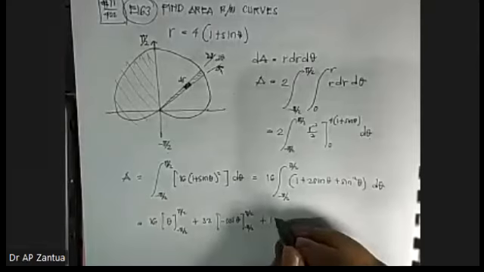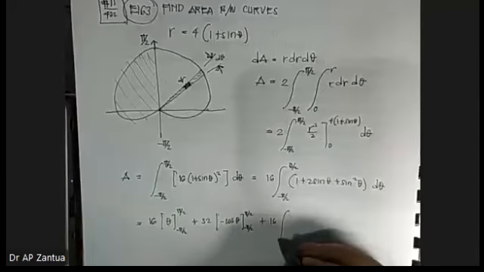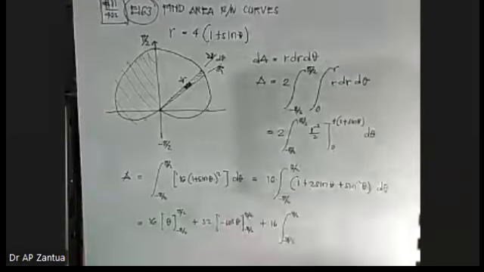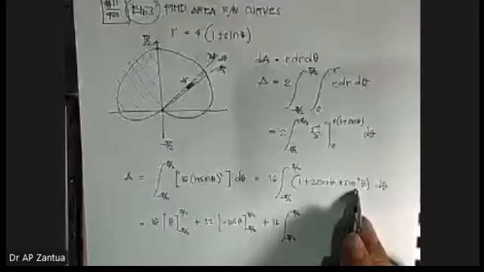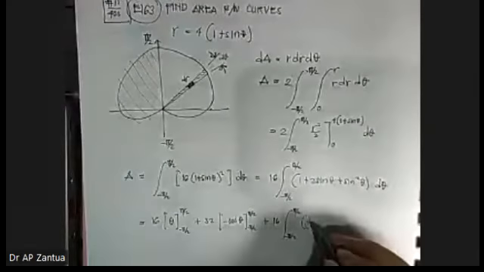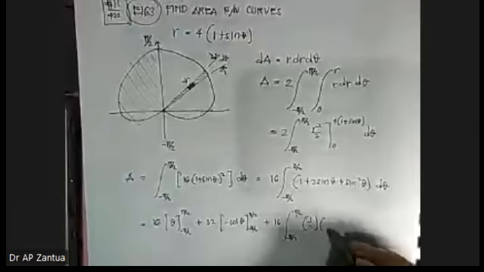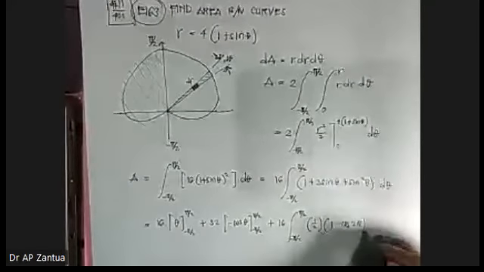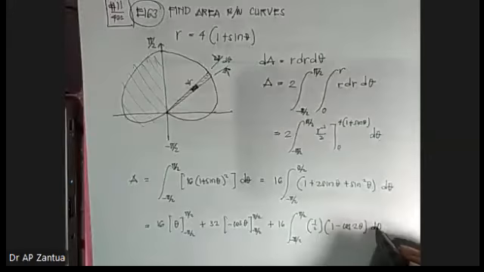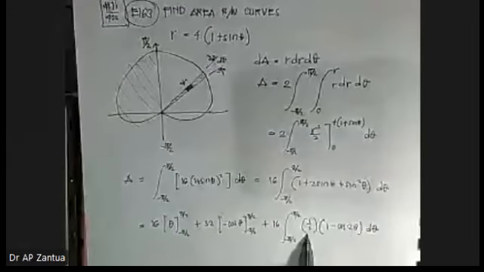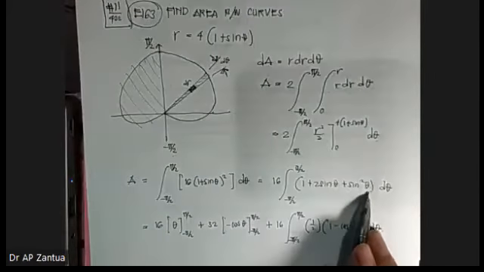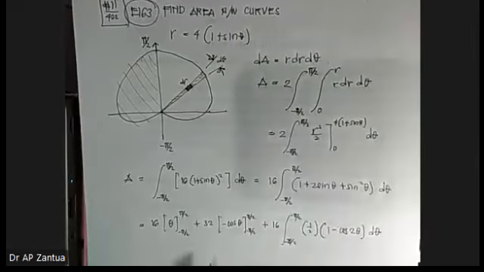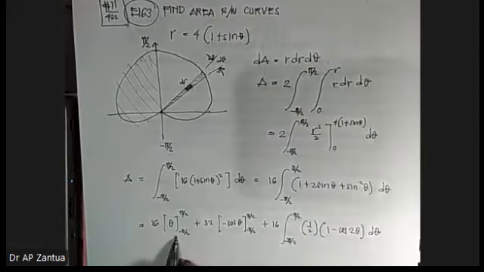Plus 16, integral from negative pi over 2 to positive pi over 2. What is sine squared theta? That is equivalent to 1/2 times 1 minus cosine 2 theta. That is the equivalent identity of sine squared theta. Then multiply by d theta. Okay, we can what? Evaluate this one and this one.